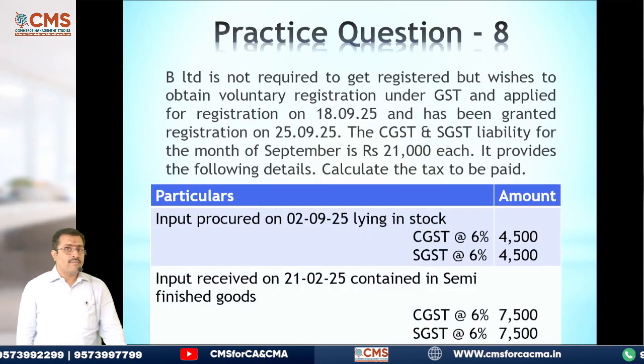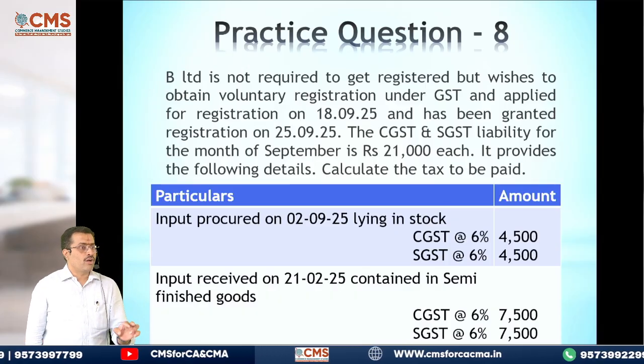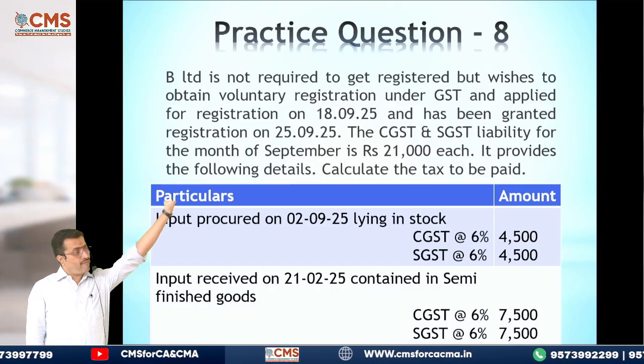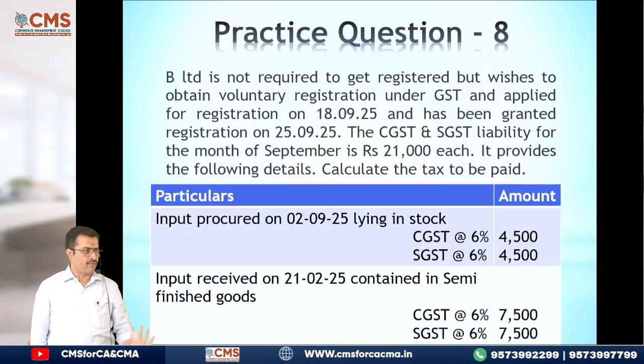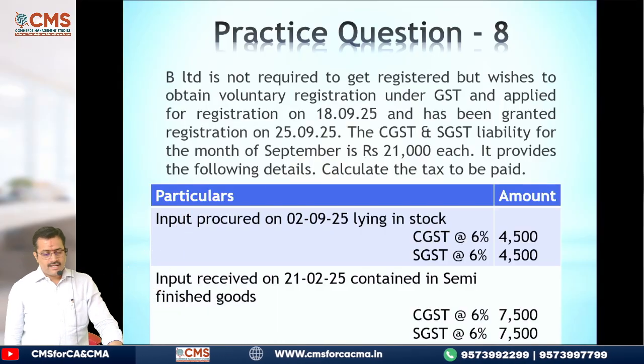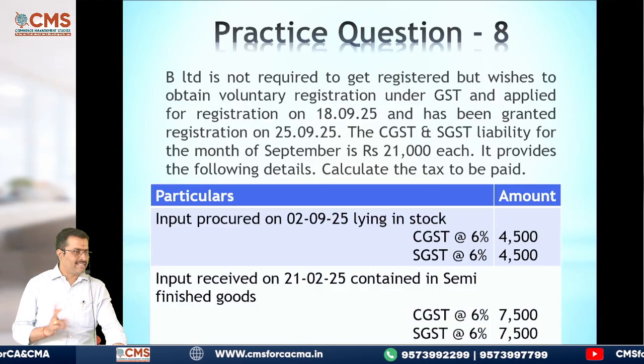So any inputs which are lying up to 24th September, you can avail. 24th September 2025. From there, 1 year back. So 24th September 2024. Be careful, okay? The CGST and SGST liability for the month of September is 21,000 each.